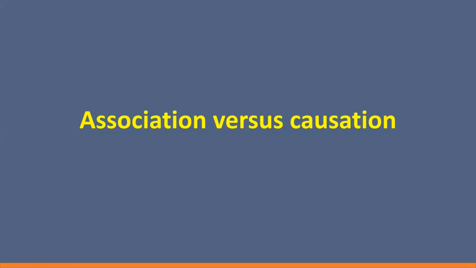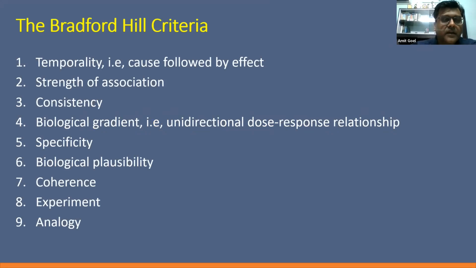To prove that an association is actually representing a causation, there are criteria called the Bradford-Hill criteria. These are the 9 criteria, and the larger the number of criteria fulfilled in any condition, the stronger the evidence that this association is actually causation. But there's no absolute number of criteria which has to be present to define an association as causation.